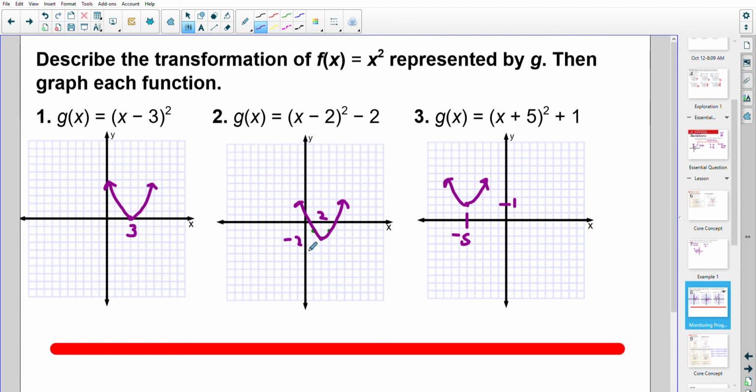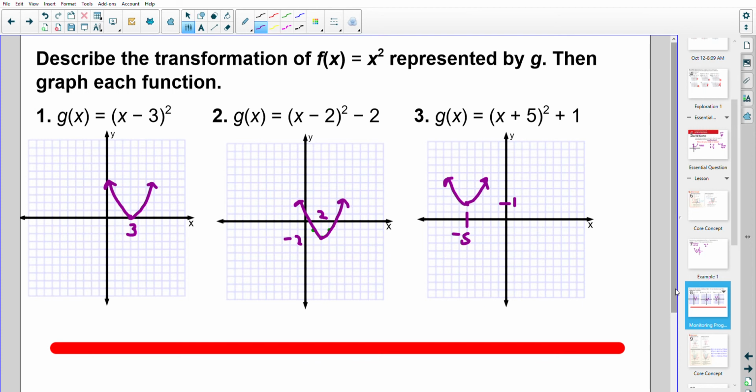So the idea on this is to get the vertex, and that's going to help you identify which way it translates. And in the next lesson, we're going to talk about the shrinking, stretching, and the reflection.